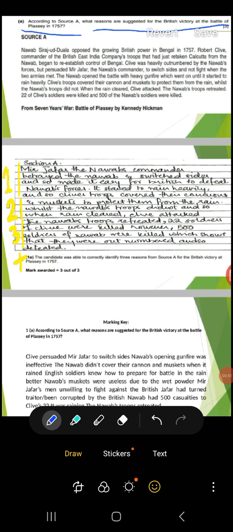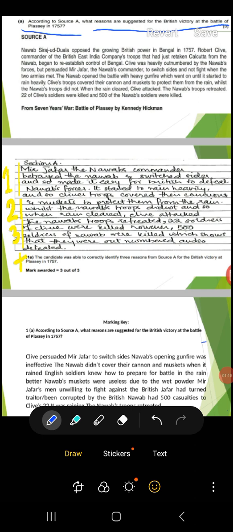Nawab Siraj-ud-Dowla opposed the growing British power in Bengal in 1757. Robert Clive, commander of the British East India Company's troops that had just retaken Calcutta from the Nawab, began to re-establish control of Bengal. You see, in these first two statements, there is no answer because it's just a beginning statement that shows what was happening, which paved the way for the British victory. Okay, now come to the next point.